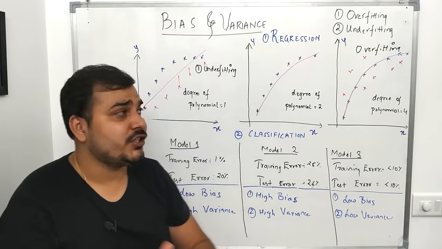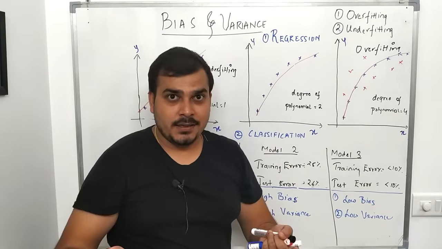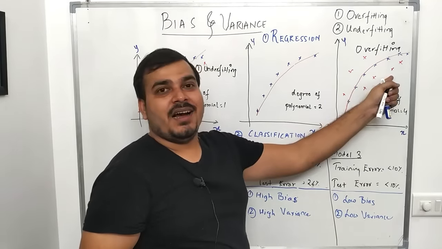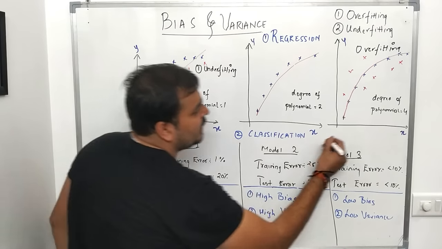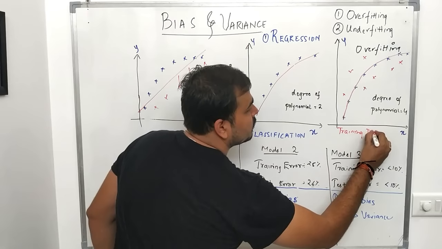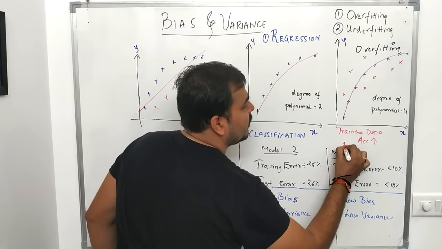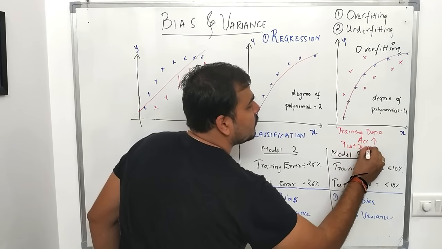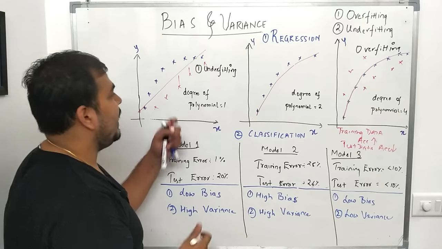In an overfitting condition, even though for the training data the accuracy is quite high, for the test data the accuracy goes down. So what I'm saying is, for the training data, I can write that accuracy is very, very high, but for the test data, the accuracy is going down. In this scenario, what is happening?